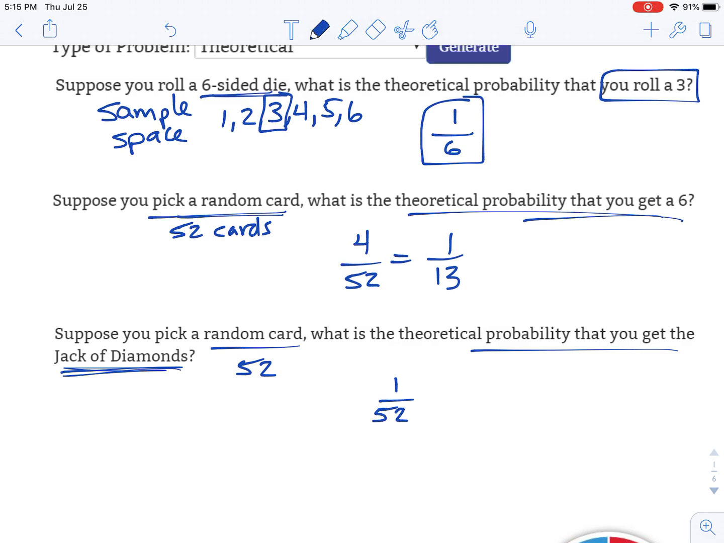And we can write probability like this, with a P for probability of what we're talking about. So we can say P of Jack of Diamonds, like that. A little bit of shorthand with the symbol there. That's how we can write probability. So for the previous one, we could do probability of 6 like this, and then for the first one, we could do probability of 3. A little bit of shorthand just to denote what the probabilities are for each thing.